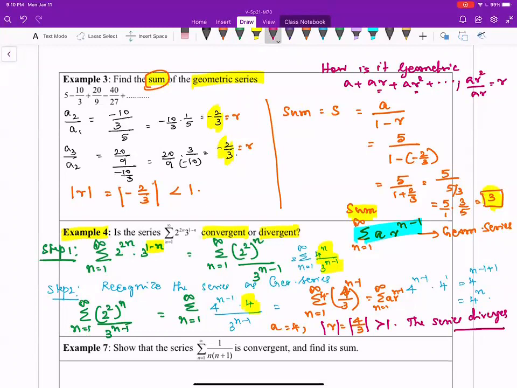So this condition of common ratio more than 1 or less than 1 works only for the geometric series. So you have to recognize the series as a geometric series. Sometimes it won't be obvious. You have to do some kind of manipulation, like we have done in this problem, to make it look like a geometric series, and then look for the common ratio. If the common ratio is less than 1, you can actually find the sum of the series, like the previous example. Otherwise, you have to say the series is divergent.